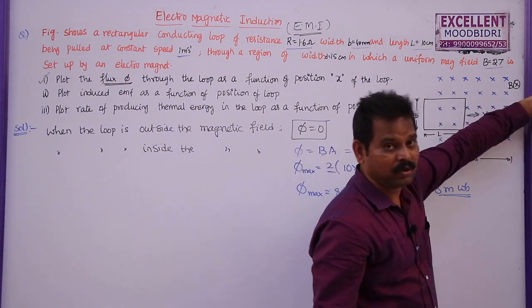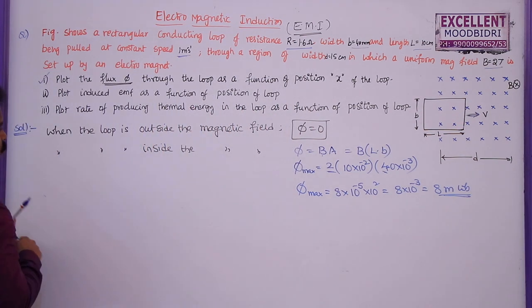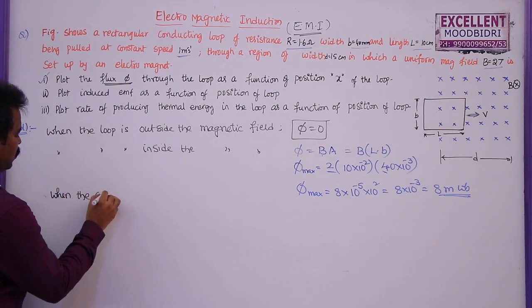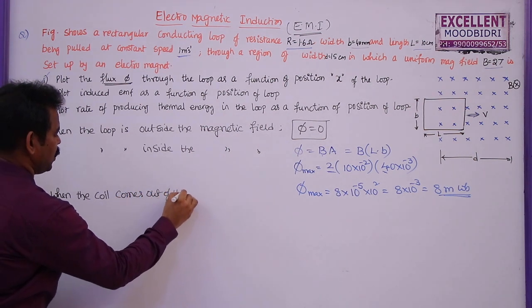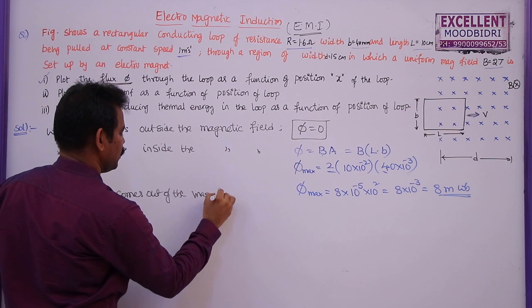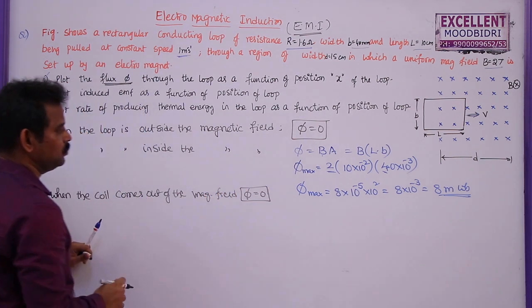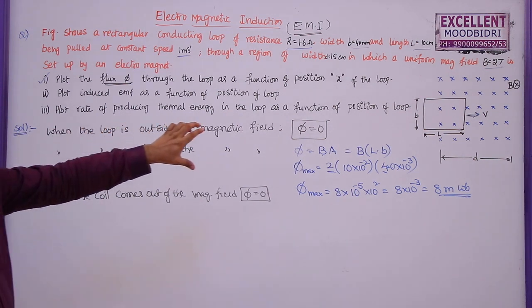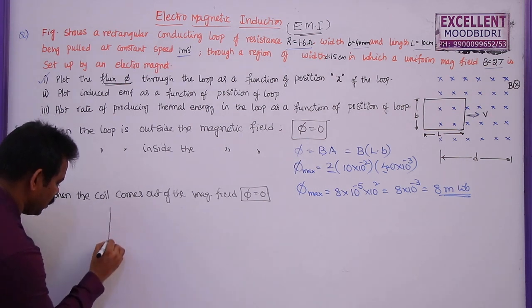When the coil comes out of the magnetic field, once again the flux will become 0. So I have 3 different values: the flux through the coil when it is outside, the flux when it is passing through the field, and the flux when it comes out. So here I am going to draw the graph.